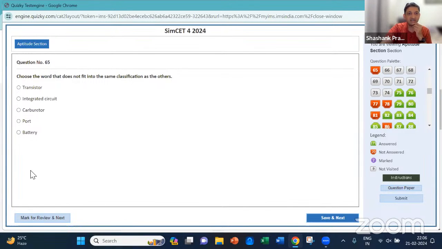Transistor, integrated circuit, carburetor, port, and battery. Very interesting. Transistor and IC are parts of some gadgets. Battery, port भी हो सकता है. Carburetor is a part of a car, I think.